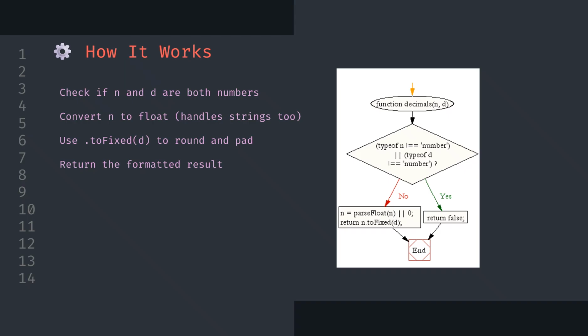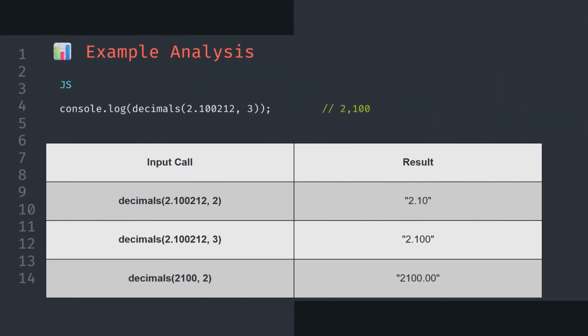Let's see a few examples in action. Let's walk through the results. The number 2.100212 is trimmed to 2 and 3 decimals properly. Even 2100, which has no decimals, gets padded with zeros for consistency. This makes your output look polished in any application.